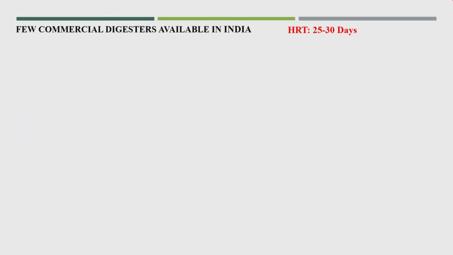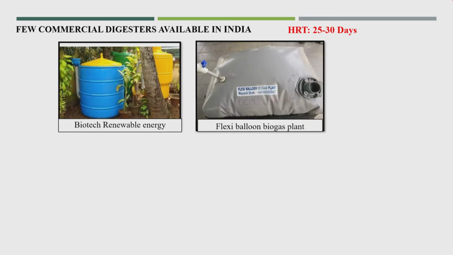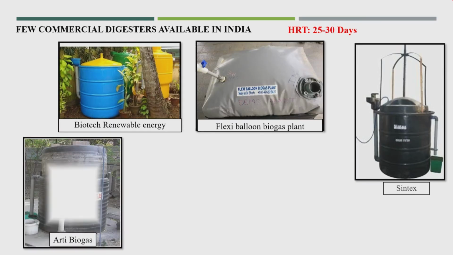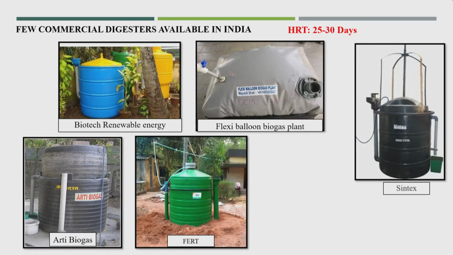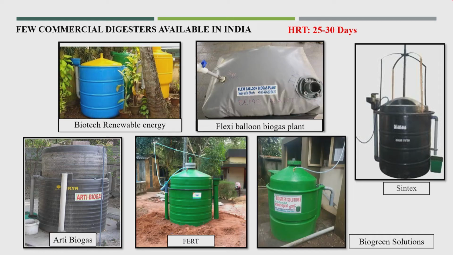and a few commercial digesters are available in India, where the HRT goes to 25 to 30 days. This is one very well known company, especially in Kerala, in South India, Biotech Limited. They came up with this Biotech reactor, the flexi balloon biogas plant. You can see there is one person's name, and this is the Syntex reactor. This is also very popular in India. This is Aarti biogas, this is also FERT reactors, and this is biogreen solution.